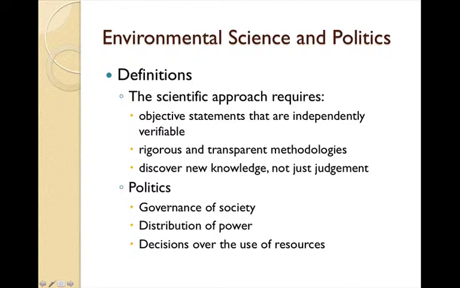Now politics is the governance of society, the distribution of power, and one of the aspects that's important for us in distribution of power is the distribution over the use of resources. There can be water, land, trees, fish, any of those things, but that is determined by these trade-offs that come up and are decided by political governance.